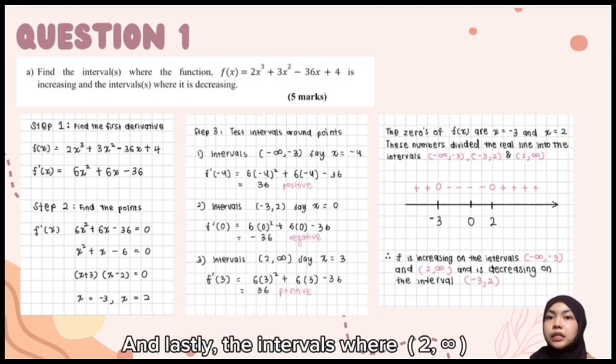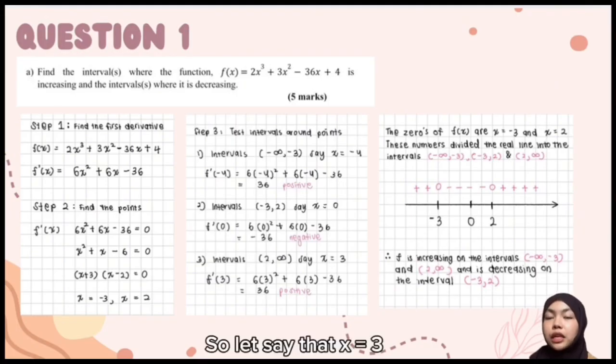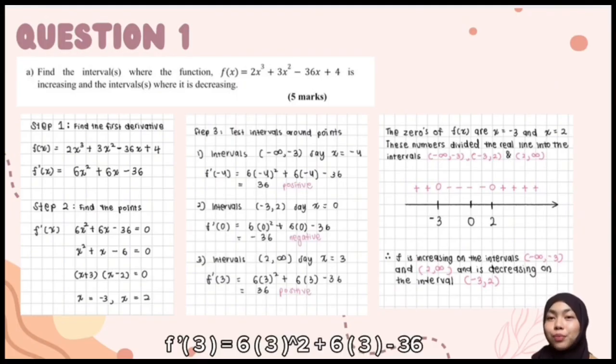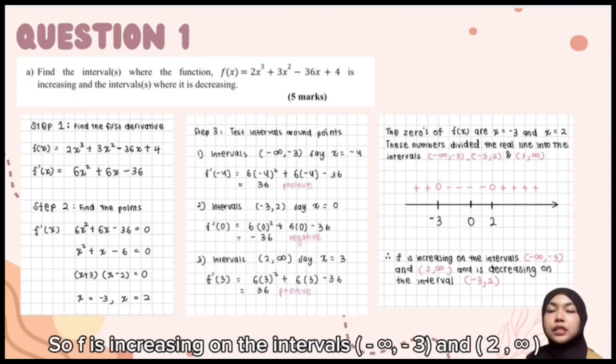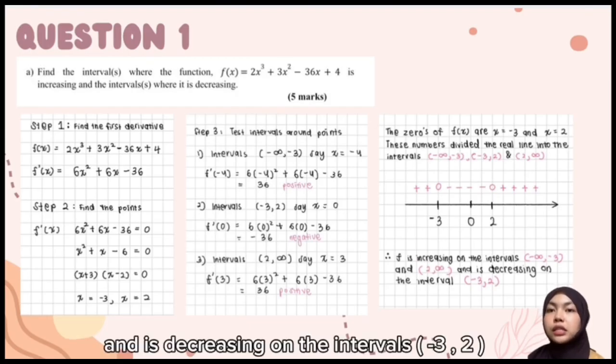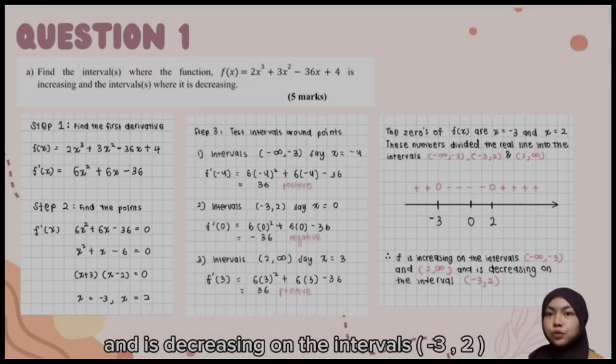And lastly, the interval 2 to infinity. Let's say that x equals 3. f prime of 3 equals 6 times 3 squared plus 6 times 3 minus 36. So we get positive 36. So f is increasing. Okay, so f is increasing on the intervals -infinity to -3 and 2 to infinity, and it is decreasing on the interval -3 to 2.